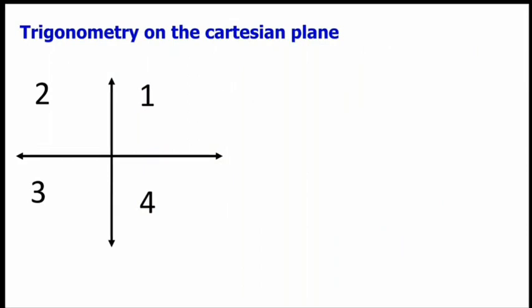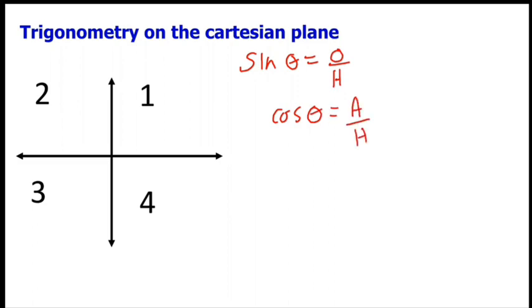In this video we're going to discuss trigonometry on the Cartesian plane. Previously, in our last video we said, using SOHCAHTOA, there's a simple way of remembering the sine of an angle and the cos of an angle. We said the sine of theta was the opposite over the hypotenuse, the cos of theta was the adjacent over the hypotenuse, and the tan of theta was the opposite over the adjacent.